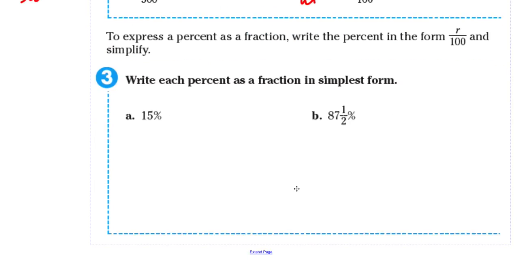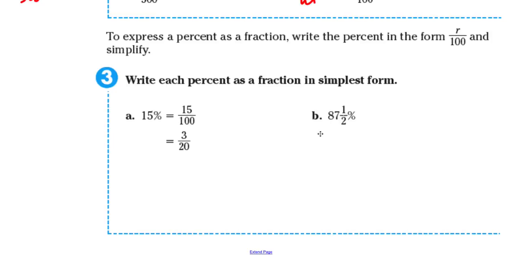Example number 3. To express a percent as a fraction, write the percent in the form of r over 100. So 15%, we want to make this into a fraction. That means this becomes 15 over 100. And 15 over 100 in simplest form is 3 over 20.